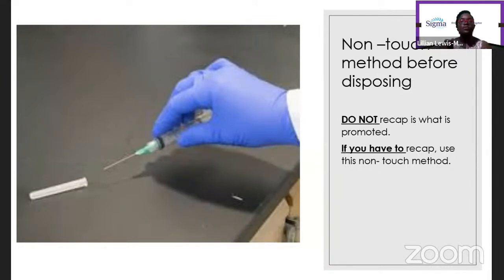All right. So if you have to recap, you have to do it using a non-touch method. By that I mean the cap is laid on a surface, then you bring the needle to it and allow it to use that same surface to clip it in. If that is not available, like I said, you're going to be using your sharps tray anyway. So you just replace the sharp in the tray, and then you take that tray and empty it in the sharps container. All right.